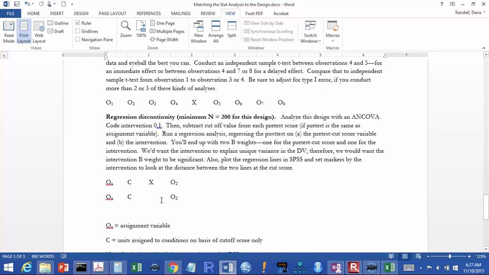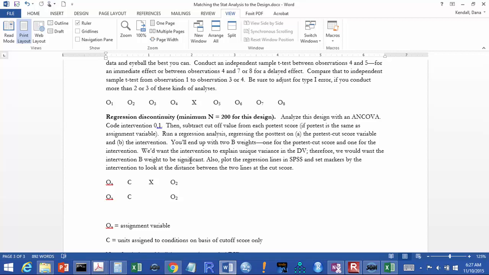All right, so what we do is run the regression analysis, and we regress these post-test scores on two things. First, the intervention, the 0, 1 variable, and then second, the assignment variable with the cutoff score subtracted from each one of those. And you do that in SPSS. It's pretty easy. And then you end up with the two B weights. You have the intervention B weight and then the assignment variable or pretest B weight.